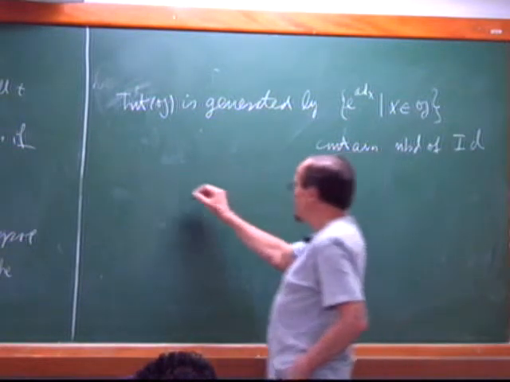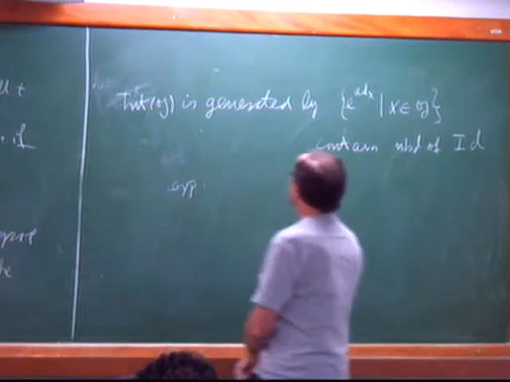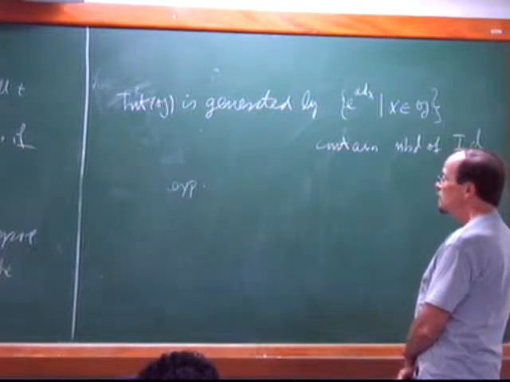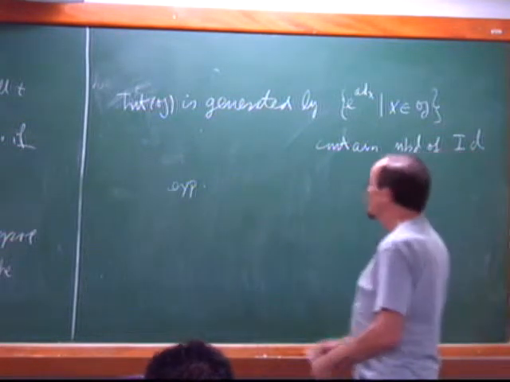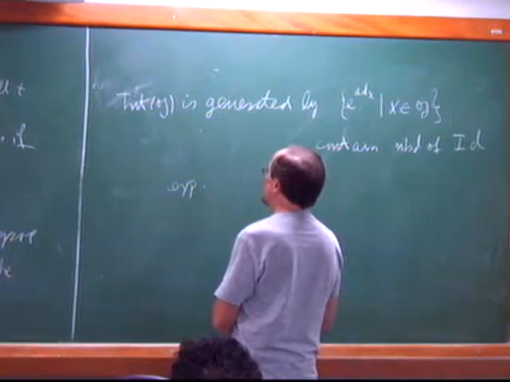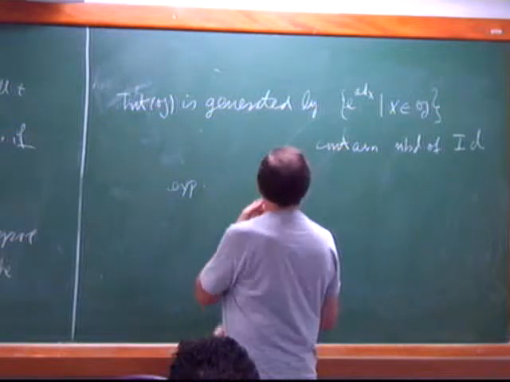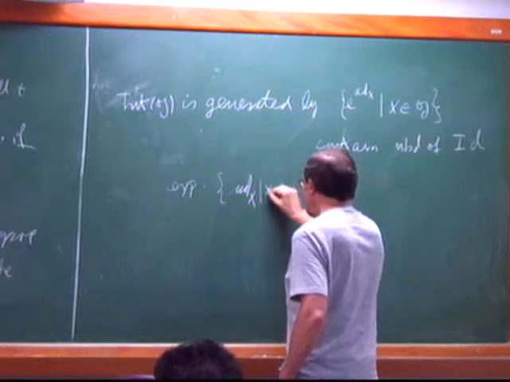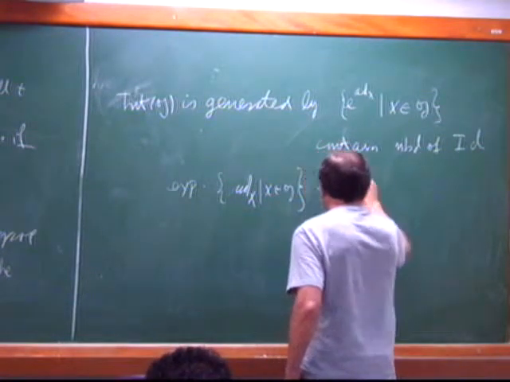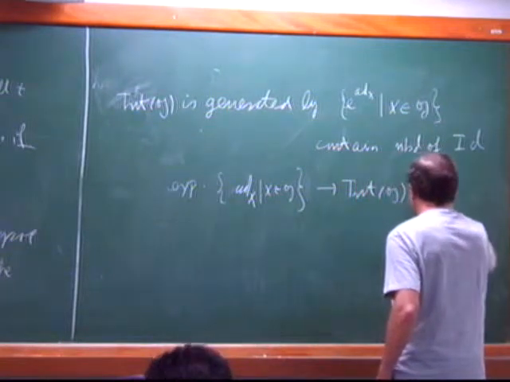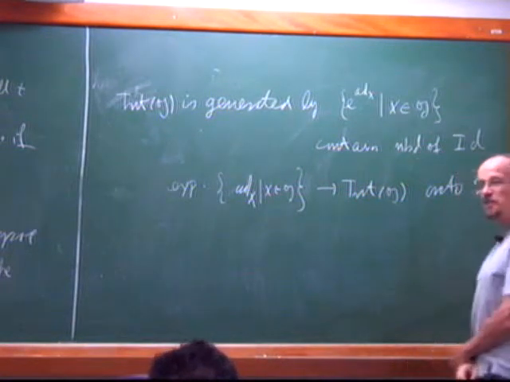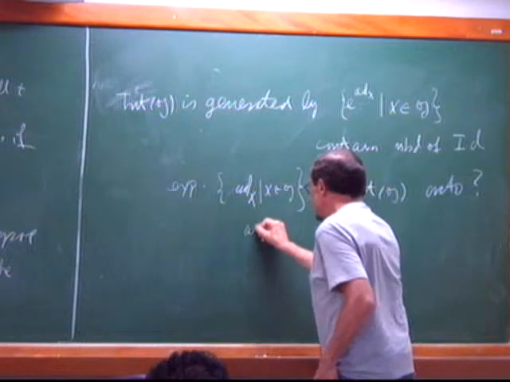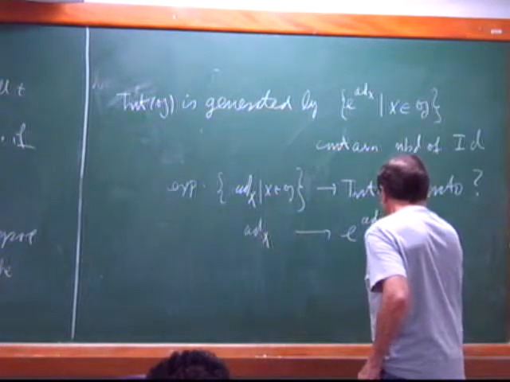So I could look at the exponential map, which goes from the set of inner derivations into Int G. And is this onto? Is the question. Can I write every inner automorphism in the form e to the ad x? This here takes an ad x to e to the ad x. So is that onto? Right.